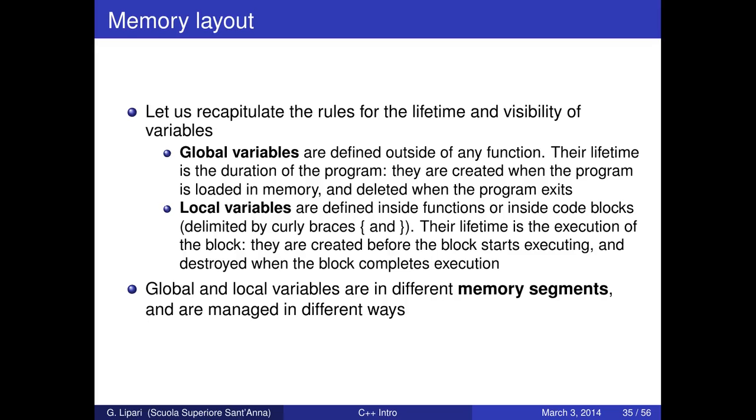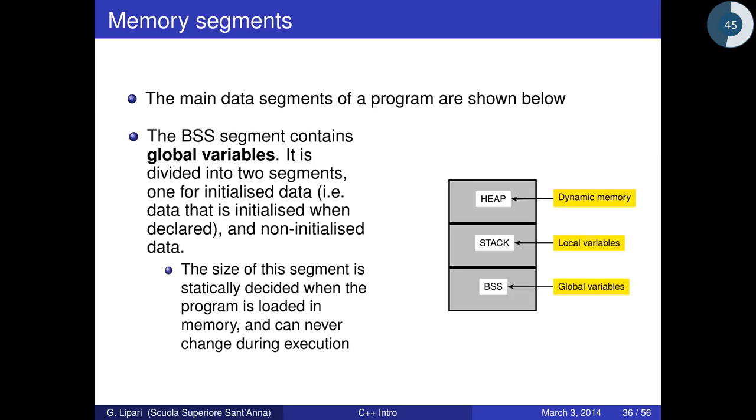Local variables instead are defined inside functions or inside code blocks. Code blocks are just blocks of code which are opened by an opening curly parenthesis and closed by a closing curly parenthesis. Their lifetime is the execution of the block. For example, when you invoke a function and you declare local variables inside it, the local variable is created when the function is invoked and is destroyed when the function returns. Global and local variables stay in different memory segments and are managed in totally different ways.